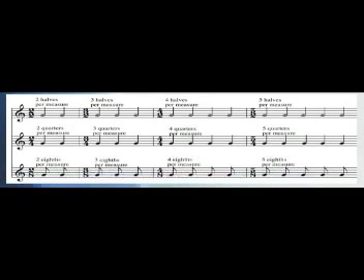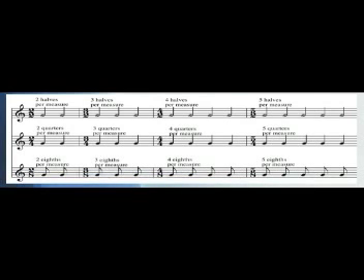2-2 means there are two beats per measure, and the beat is the half note, so every measure has two half notes. 3-2 means there are three half notes per measure, and if you look at that, there are three half notes. Let's look at the second line. 2-4 means there are two beats per measure, and the quarter note is the beat. So if you look at the measure, there are two quarter notes per measure. The next one is 3-4. There are three quarter notes per measure.